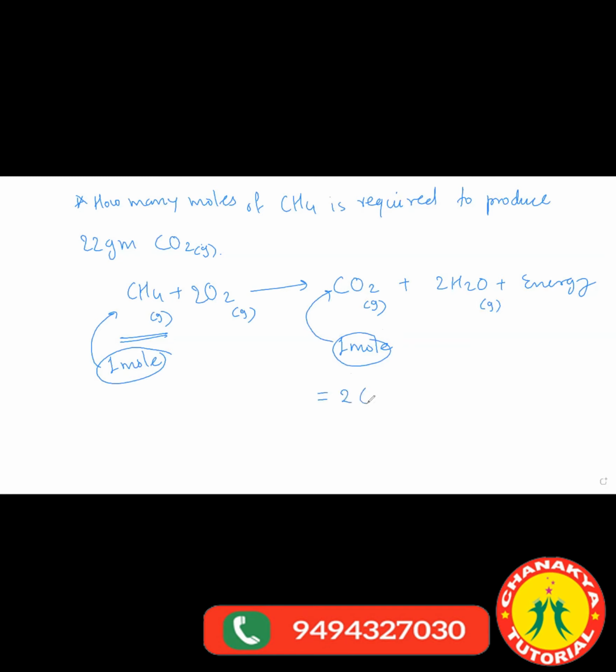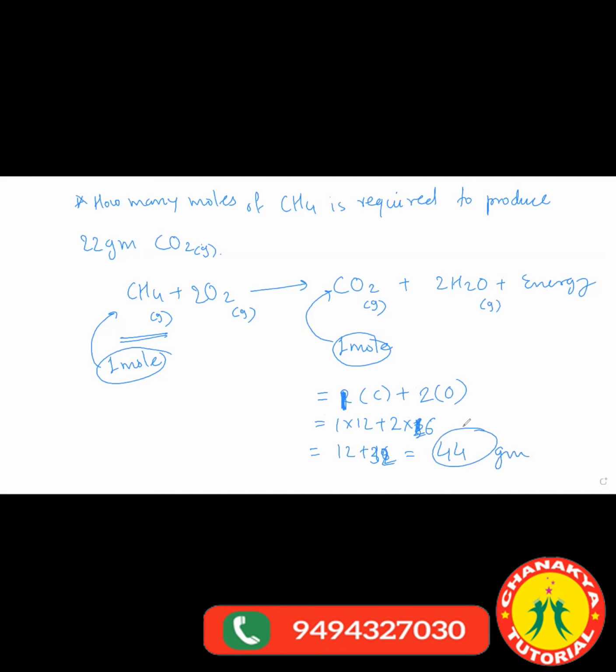1 mole of carbon dioxide means what? Sorry, it would be 1 carbon plus 2 oxygen. Their atomic masses you need to sum over here. That is 1 into 12 plus 2 into 16, that is equal to 12 plus 32, that will be 44. Correct? So 44 grams.